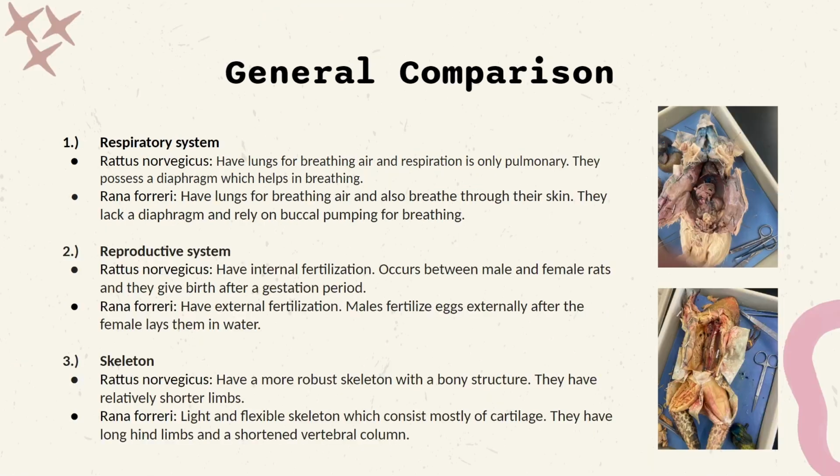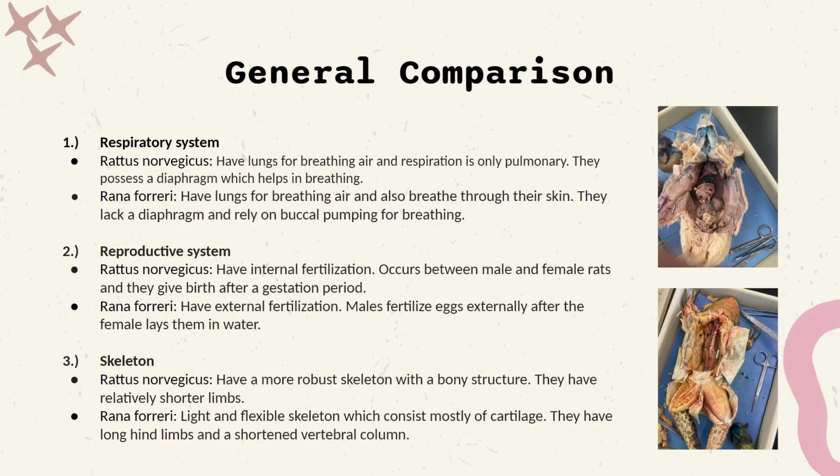Some general comparisons. The rat has lungs for breathing air, and respiration is only pulmonary. They possess a diaphragm which helps in breathing. The frog has lungs for breathing air and also breathes through its skin. They lack a diaphragm and rely on buccal pumping for breathing.